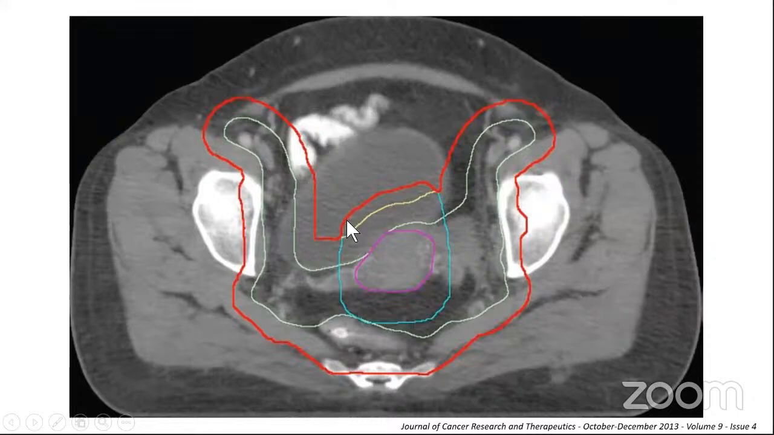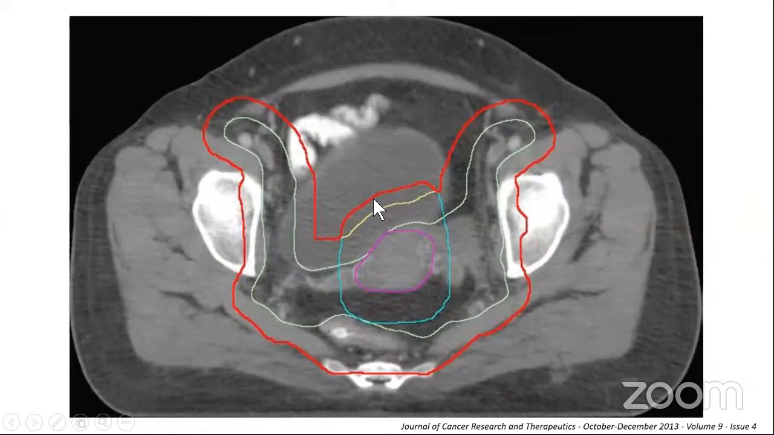So that is why you can see an extra projection of the PTV, the final PTV that is generated for this one. This is taken, of course, from the PGA article. So we can very well refer to the article for that. It's published, I think, in JCRT in 2013.